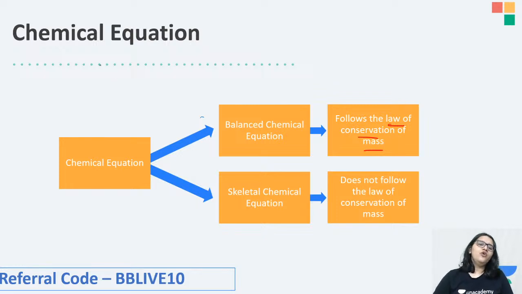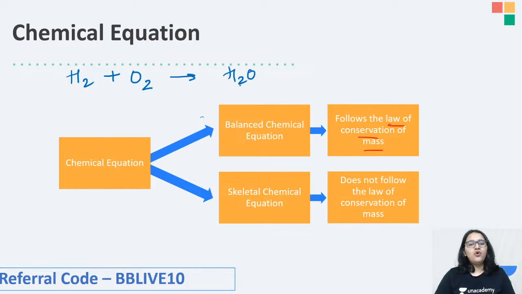For example, when I write H2 + O2 giving H2O, do you think this is a balanced chemical equation? No. Why? Because do you see the number of atoms? Are they equal on both sides? No. Are they following the law of conservation of mass? No. So this is a skeletal chemical equation.